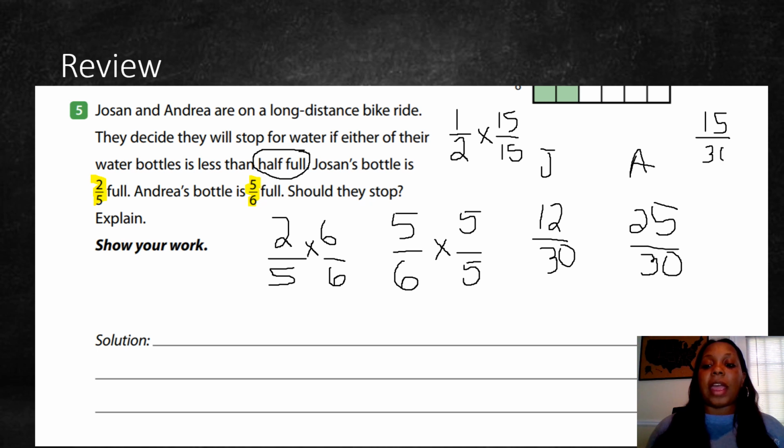Now I can look at my fractions and I can see Andrea has more than 15/30, so she has more than 1/2 a bottle of water. But Josanne does not. She has less. 12 is less than 15. So 12 being less than 15 means that she has less than 1/2 bottle of water, and so yes, they need to stop.